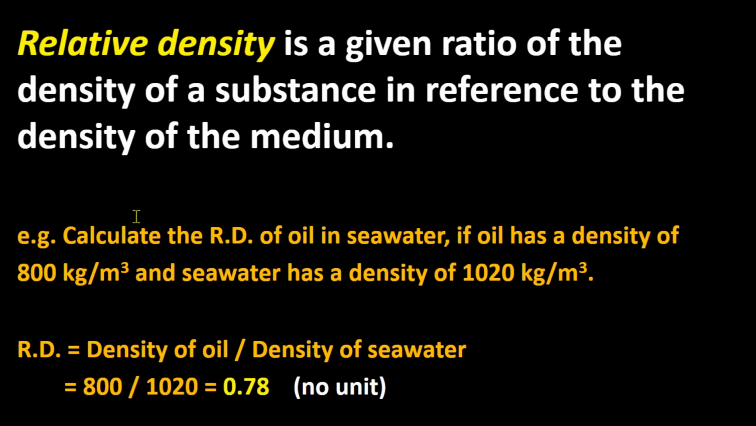So, for example, calculate the relative density of oil in seawater if oil has a density of 800 kg per meter cube and seawater has a density of 1020 kg per meter cube. The relative density will be the density of oil, that is the substance, divided by the density of seawater, that is the medium. 800 divided by 1020 will be 0.78. There's no unit with this. Basically, this means that oil is only 0.78 times as dense as seawater. It means it's less dense, and thus the oil will float in the seawater.